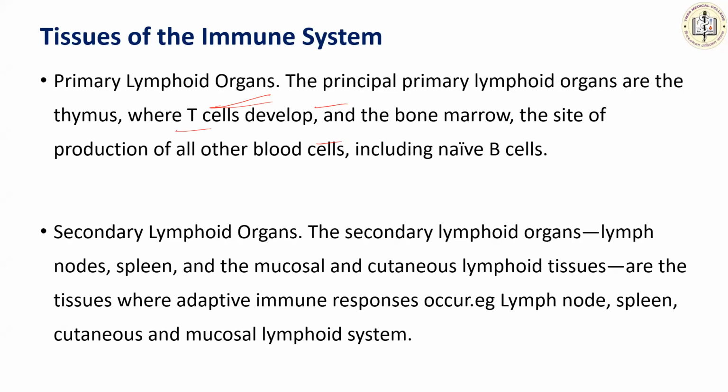Production of the T cell or B cell, and they will not only produce, but also educate the cell. So my question is how they educate the cell, whether it is a T cell or B cell. Anyone can give the answer how the education occurs? Positive selection and negative selection. Okay, fine. Positive and negative selection.